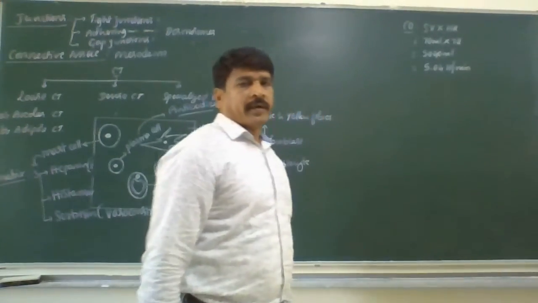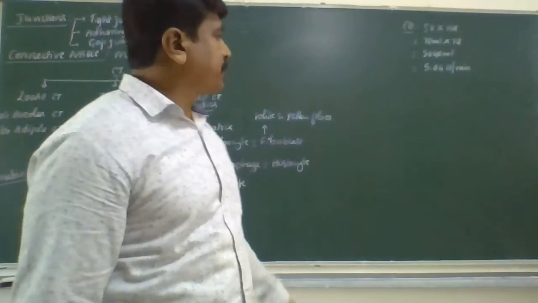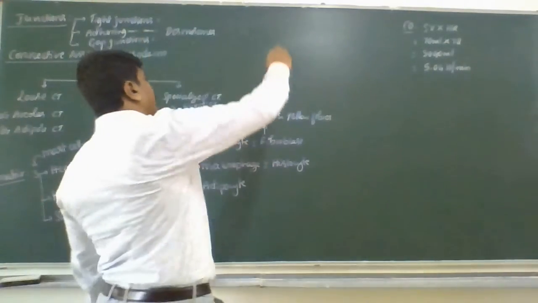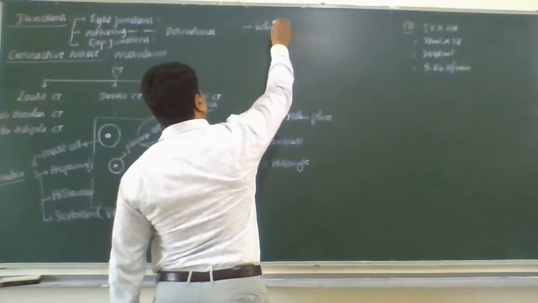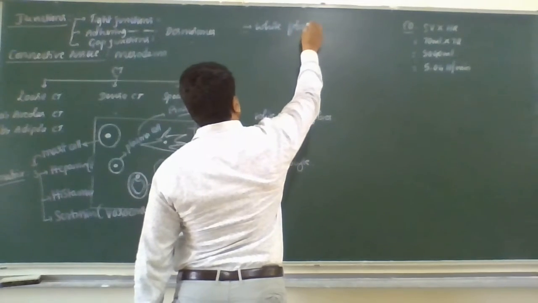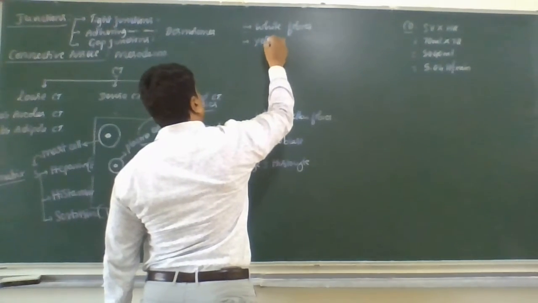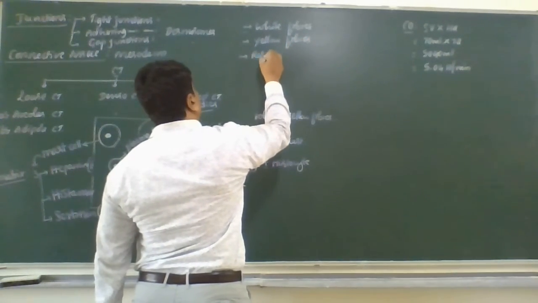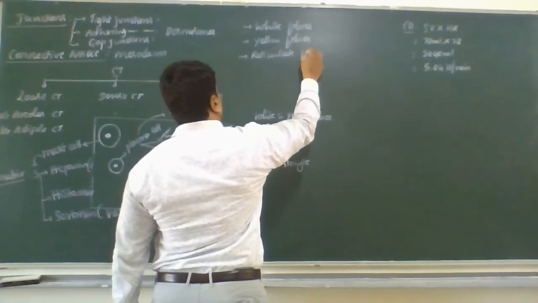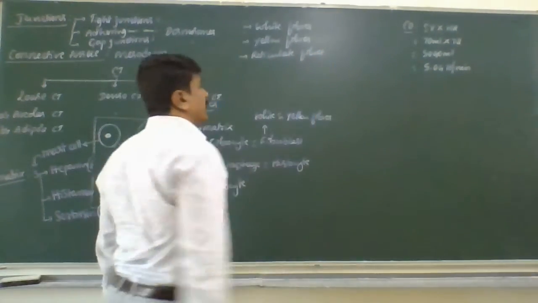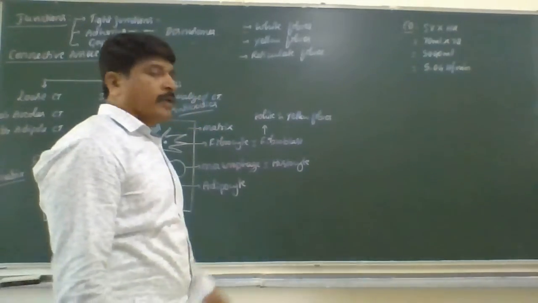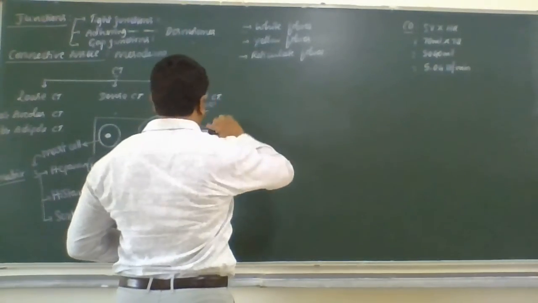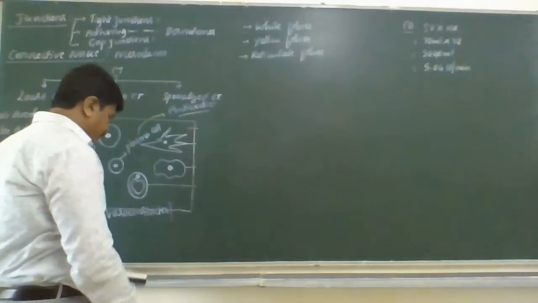Okay, next let us come to the three types of fibers present in the matrix of the areolar connective tissue. They are the white fibers, yellow fibers, and reticulate fibers. These are the three types of fibers present in the matrix of the areolar connective tissue.